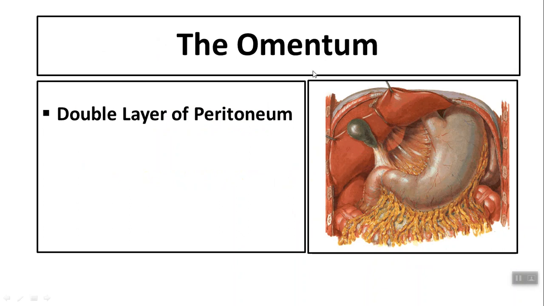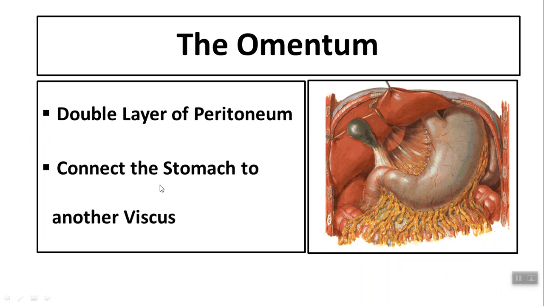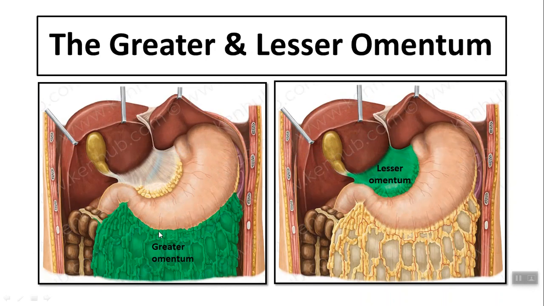Now we come to the term: when the peritoneum duplicates or forms a double layer, it will form certain structures. From these structures is the omentum. The omentum is a double layer of peritoneum that connects the stomach to another viscus such as the liver or the spleen. We have the greater omentum and the lesser omentum.